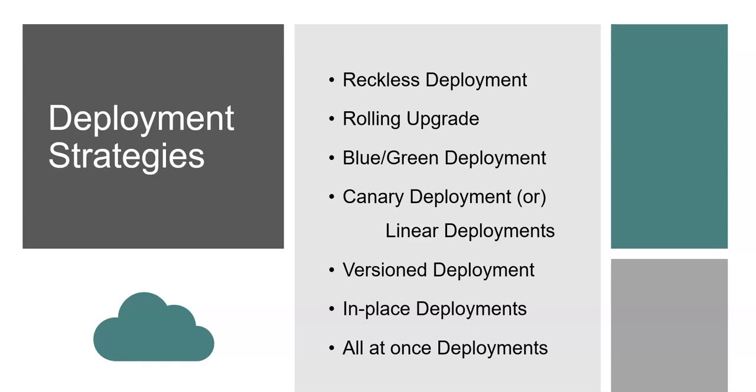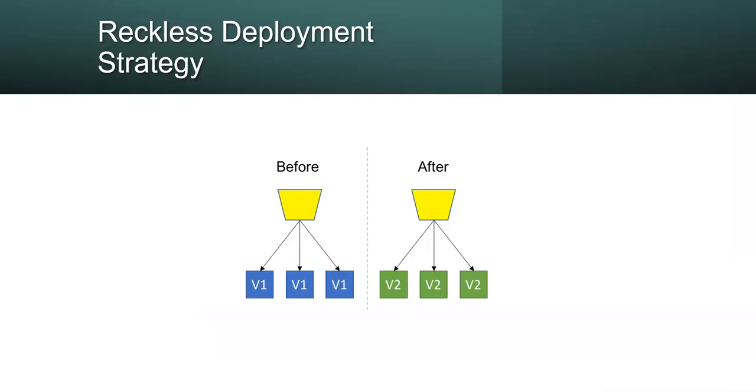These are the few deployment strategies you usually come across: reckless deployment, rolling upgrade, blue-green deployment, canary deployment. Blue-green and canary are very important. At least you should know about them. The rest also are used based on the scenario. Coming to the version deployment, in-place deployments, and all-at-once deployments are other strategies. Let us look into each one of them in the upcoming slides.